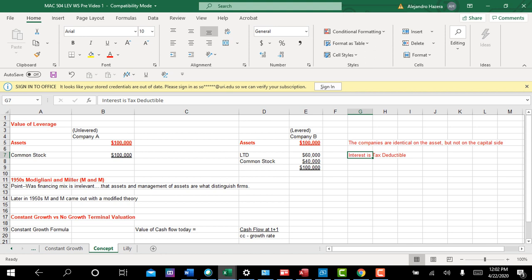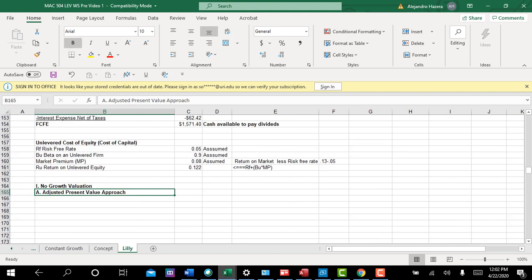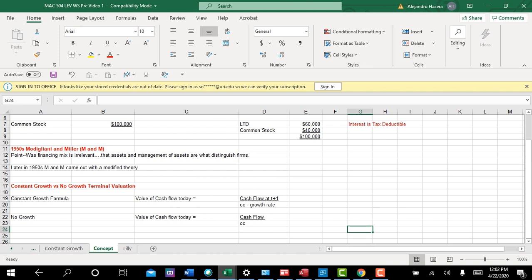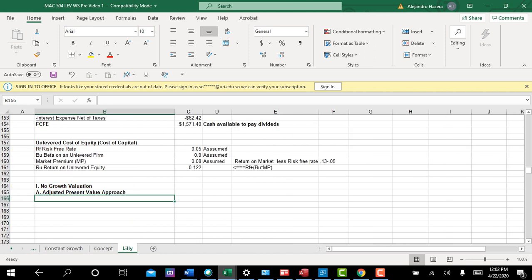Okay, so let's do this. It's a fairly short calculation. I don't know how long it's going to take, but it's fairly short. Keep in mind that we are going to use the no growth formula. So rather than using the constant growth formula, we're going to assume that Lilly doesn't grow. And in the end, after all is said and done, the final video will add some growth.